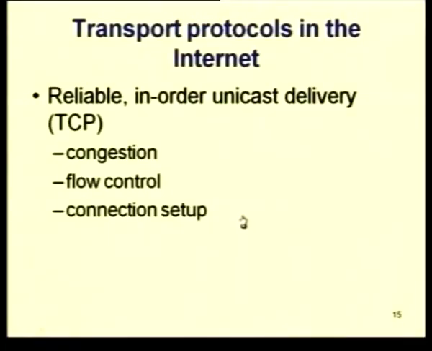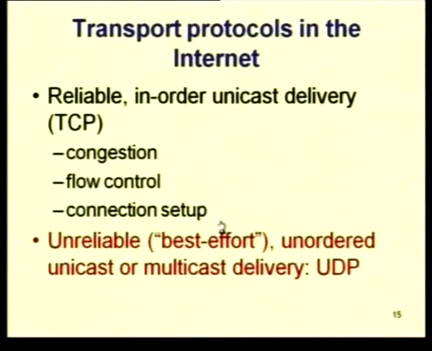In fact, we have two different transport protocols in the internet. One is called the TCP protocol, which provides reliable in-order unicast delivery. This will take care of congestion, it provides flow control, and it also includes a connection setup mechanism. The other protocol that we have is what is called a best effort service. It is an unreliable, unordered unicast or multicast delivery, which is the UDP protocol or the user datagram protocol.